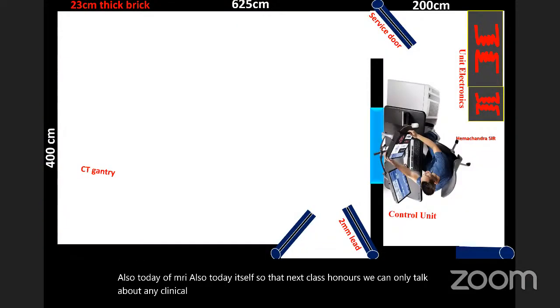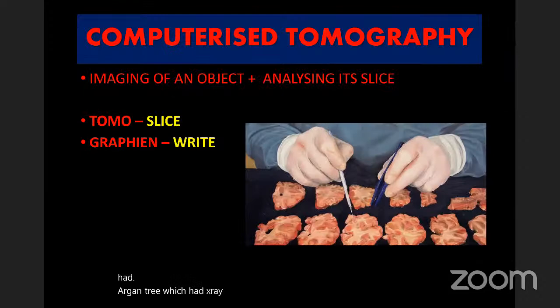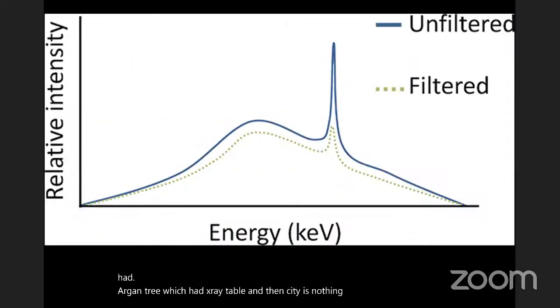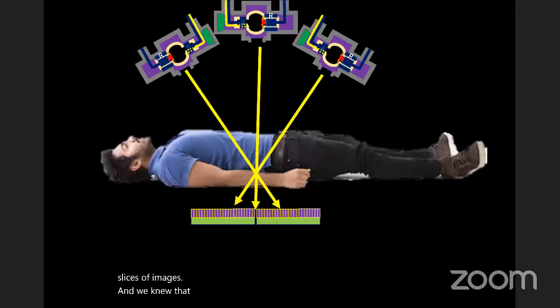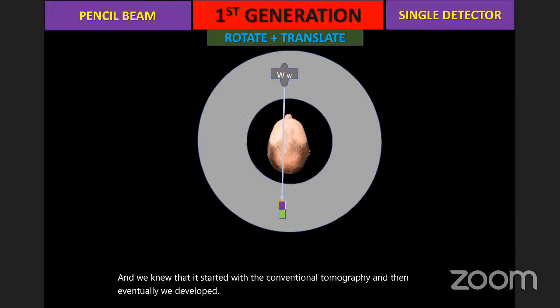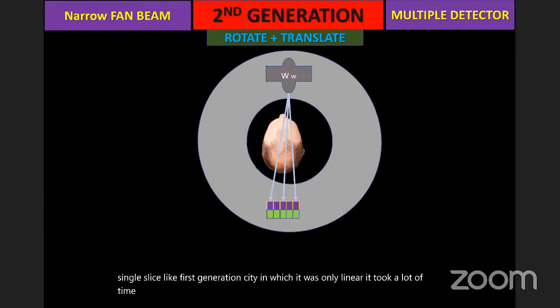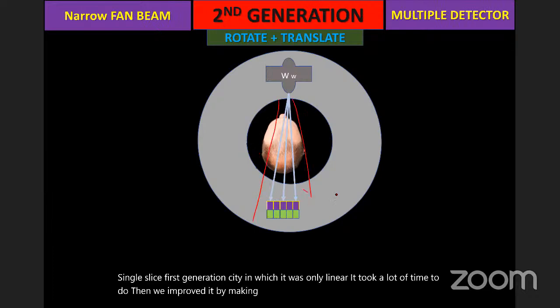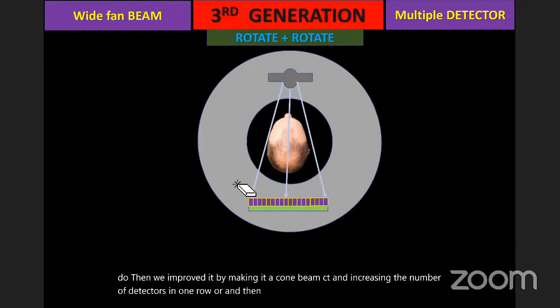Okay, so we knew how a CT room was, which had a gantry and an X-ray table, and CT is nothing but studying slices of images. We knew that it started with conventional tomography, and then eventually we developed single slice, first generation CT, in which it was only linear. It took a lot of time. Then we improved it by making it a cone beam CT and increasing the number of detectors in one row. And then we made a still wider fan beam. What we have now is this very wide beam, or the third generation CT.